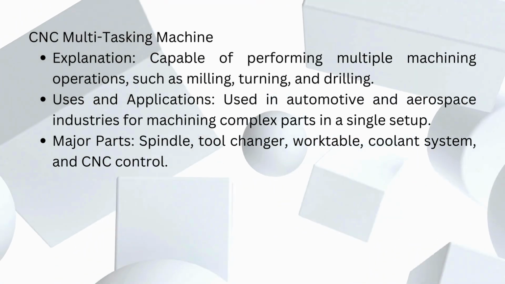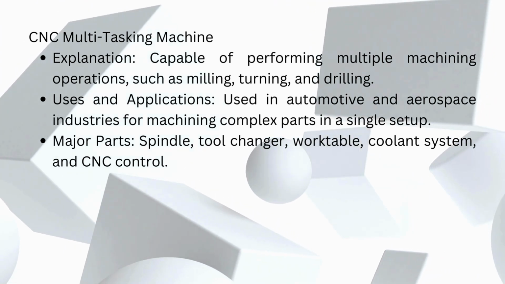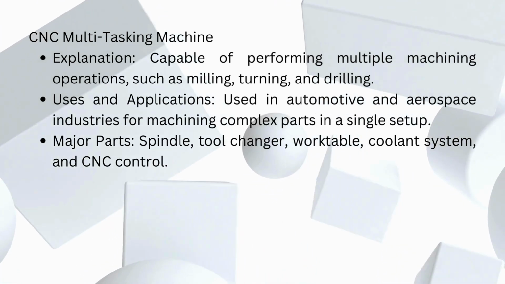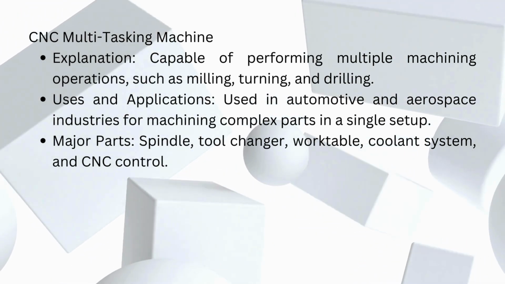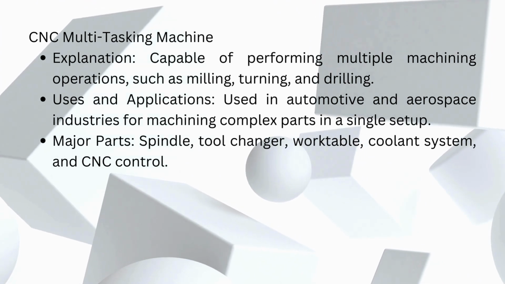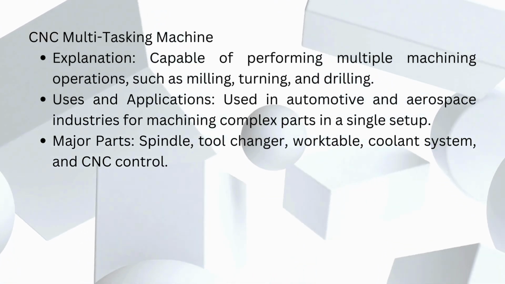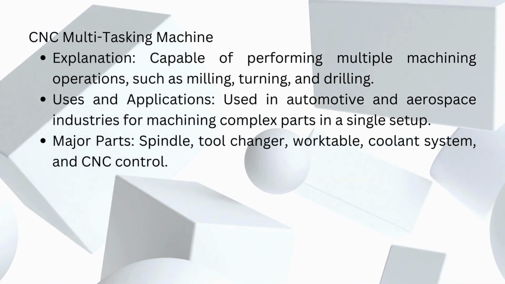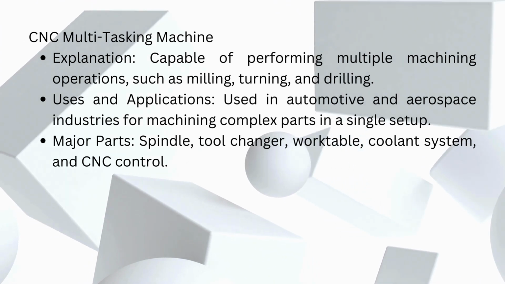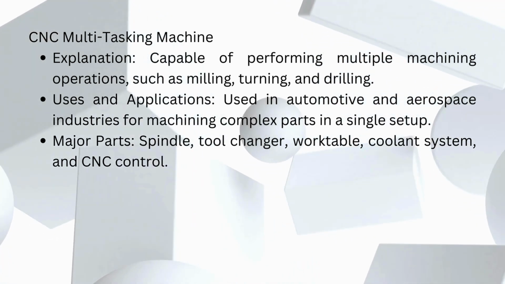CNC multitasking machine. Explanation: capable of performing multiple machining operations such as milling, turning, and drilling. Uses and applications: used in automotive and aerospace industries for machining complex parts in a single setup. Major parts: spindle, tool changer, work table, coolant system, and CNC control.